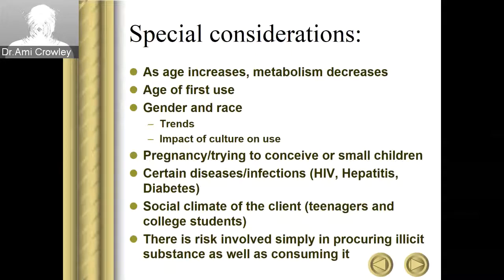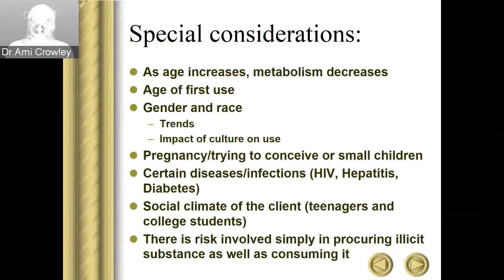An individual who may be pregnant or trying to conceive, or even have small children, those are things that we want to make sure we're bringing up when talking to clients about harm. Certain diseases and infections such as HIV, hepatitis, and diabetes. The social climate of the client. So teenagers and college students where use of substances may be more socially acceptable.